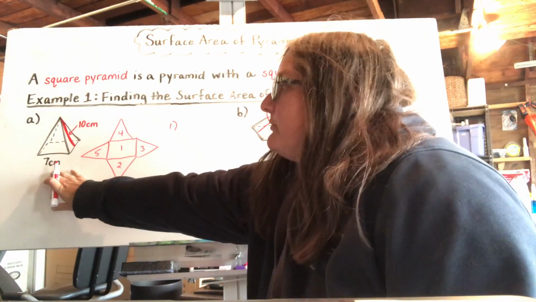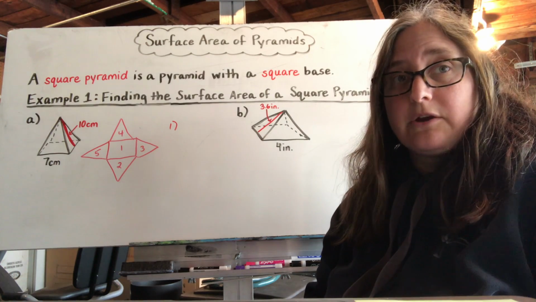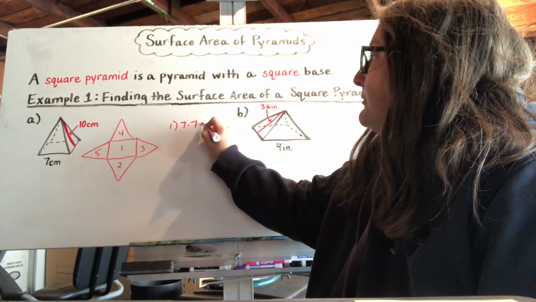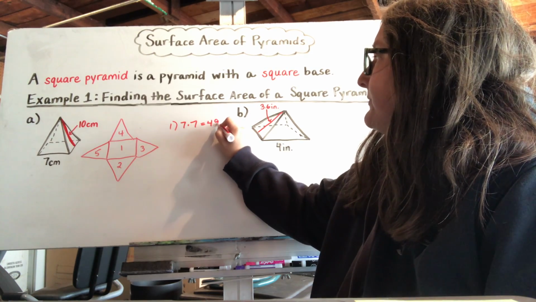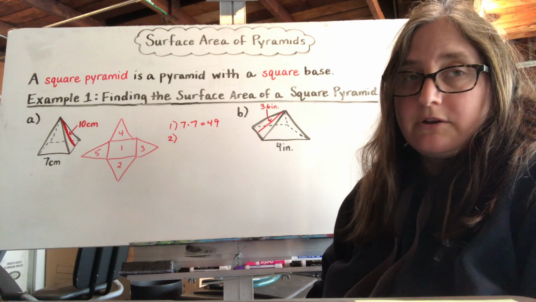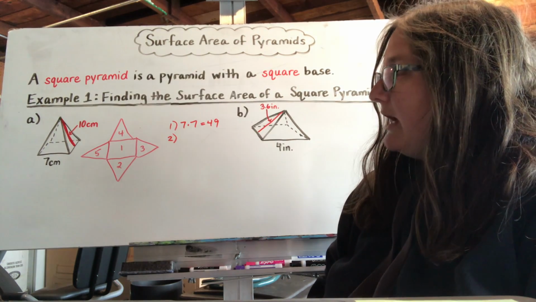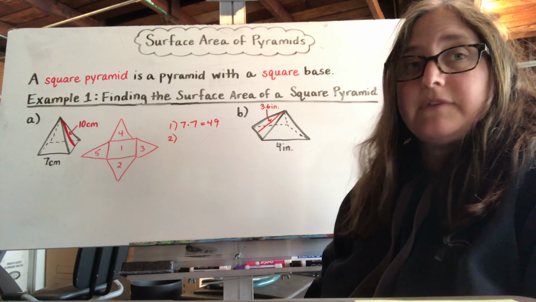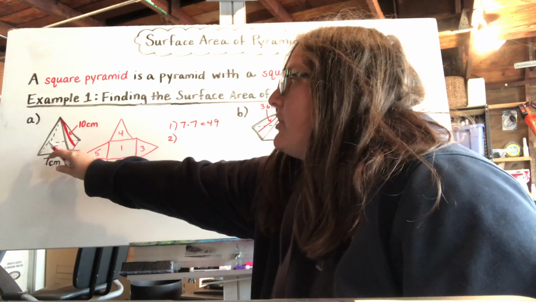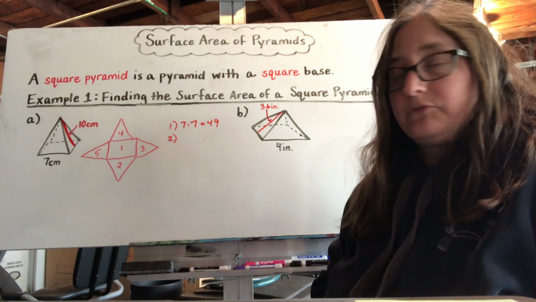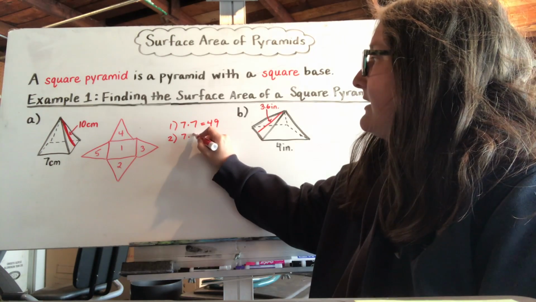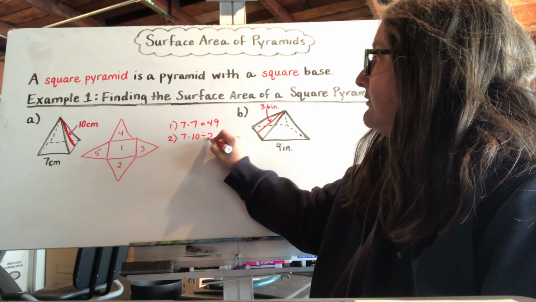The square, it shows us, has a side of 7, but since squares, all the sides are the same, I'm just going to do 7 times 7. My length times width will be 7 times 7. Then I have to do the triangles. To find the area of a triangle, I do base times height divided by 2. So the base of each triangle is 7 because it's 7 all the way around that bottom square. So the base is 7, the height of a triangle is 10, and I'm going to divide by 2.